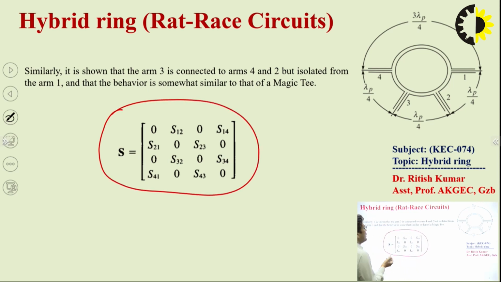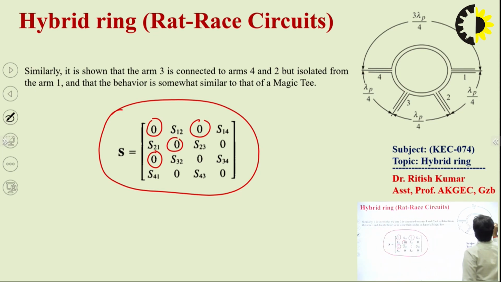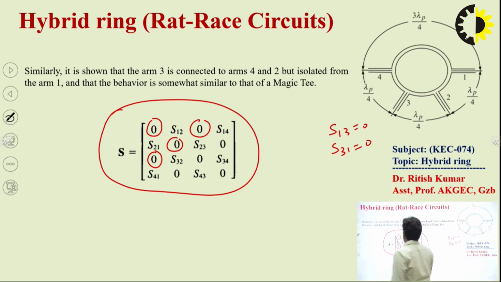We can clearly observe here where zero is mentioned. As we discussed, for port number 1 we will not have any kind of power at port number 3. So in that case, S13 or S31 would always be equal to 0. Similarly, this is the scattering parameters for this device, the hybrid ring.